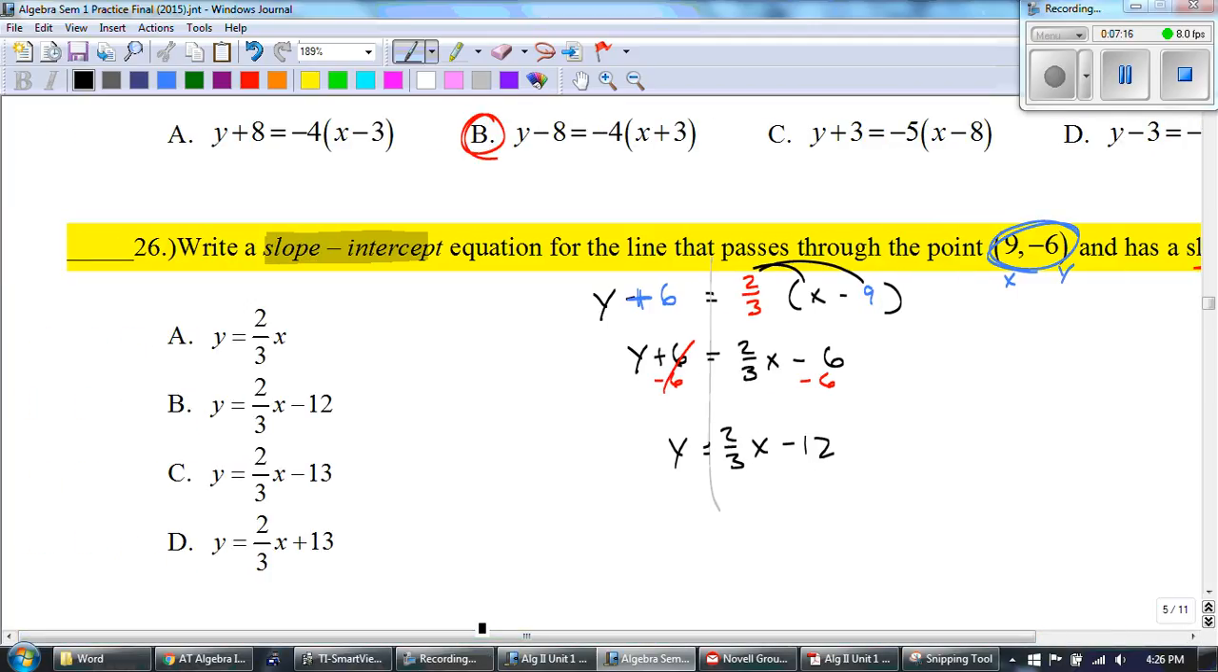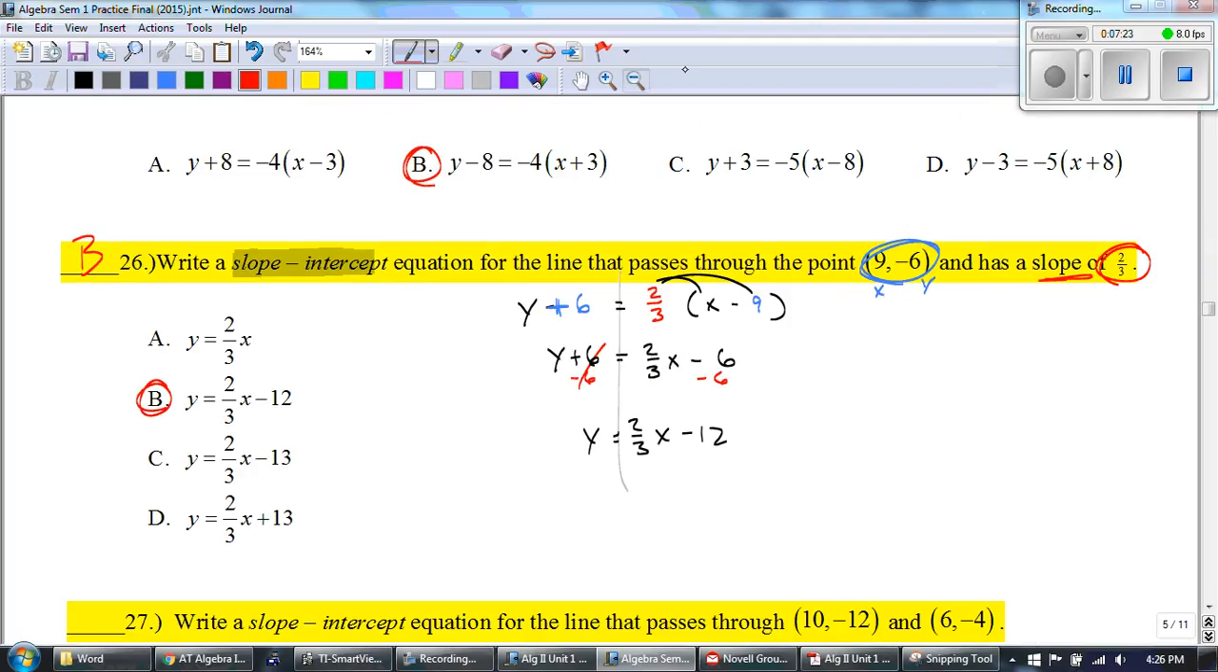Okay, so you can't just come over here and guess, guys. You need to do the work. Prove that you can get the right answer.